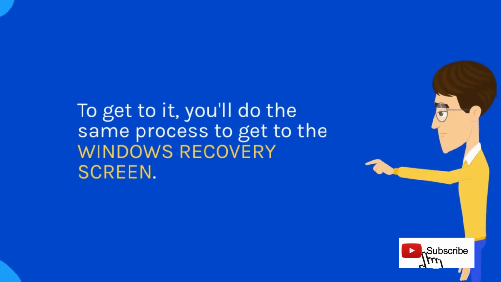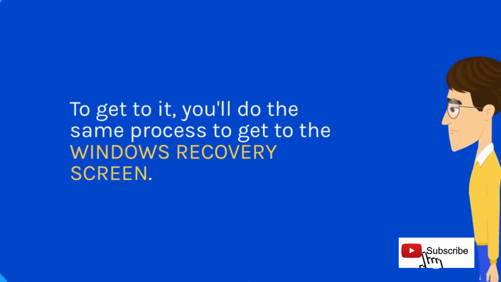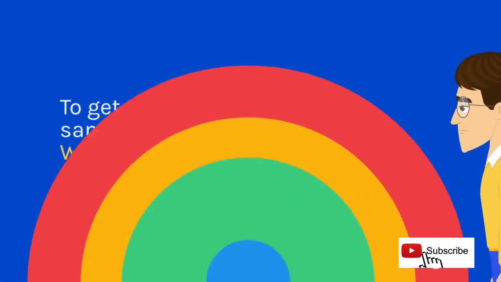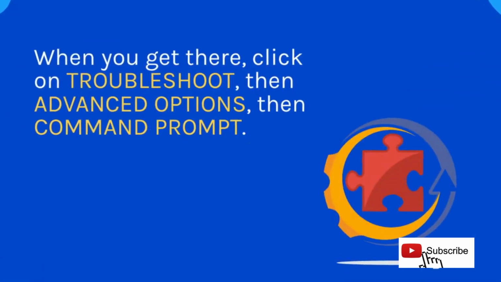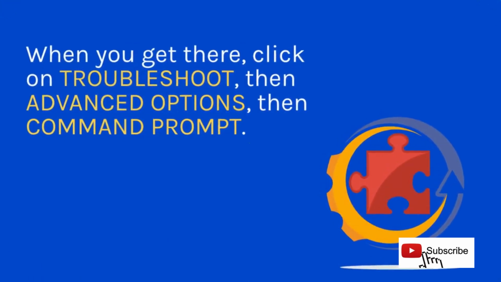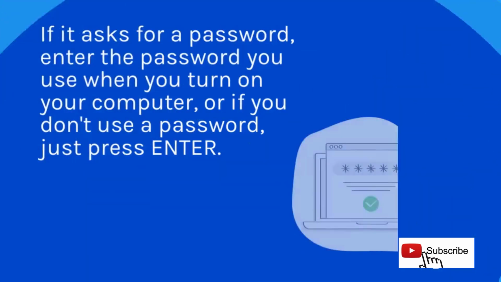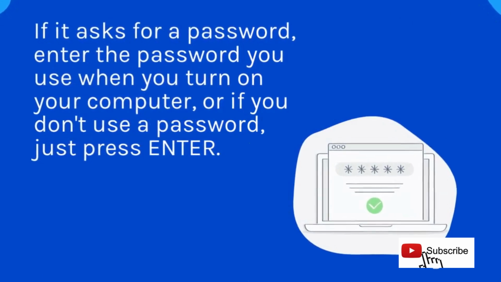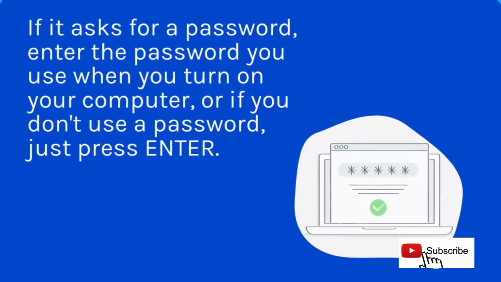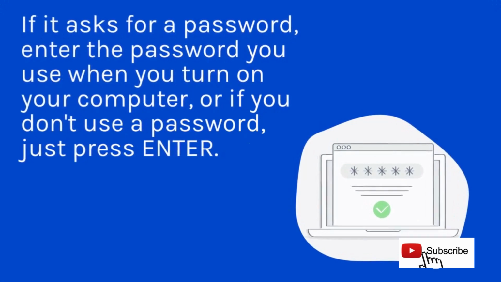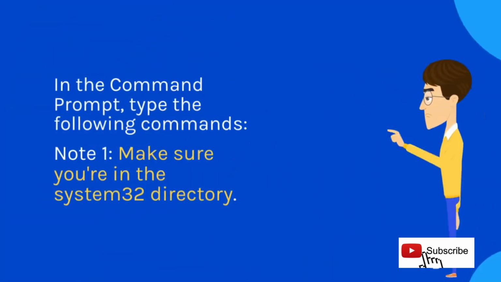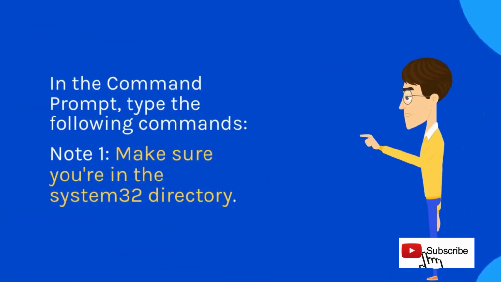To get to it, you'll do the same process to get to the Windows recovery screen. When you get there, click on Troubleshoot, then Advanced Options, then Command Prompt. If it asks for a password, enter the password you use when you turn on your computer, or if you don't use a password, just press Enter. In the command prompt, type the following commands.